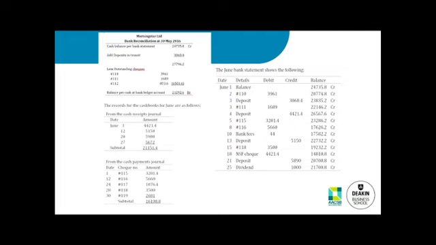Okay, let's have a look at the question in detail. So we have our bank reconciliation from the previous month. We have our bank statement on the right-hand side, and then we have our cash payments, cash receipts. What do we have to do first? Tick? Tick what?